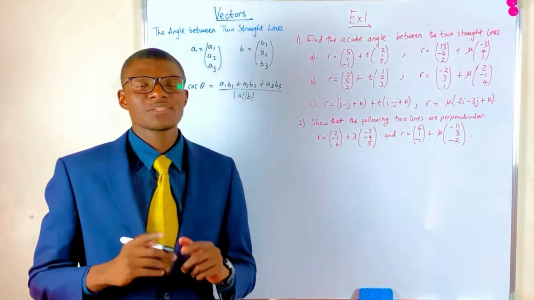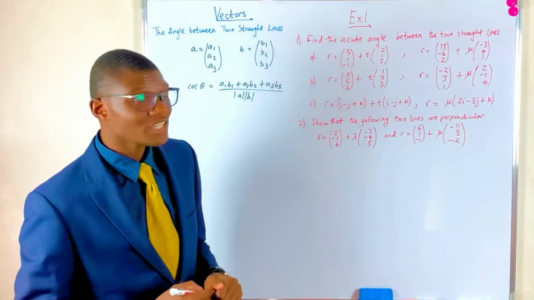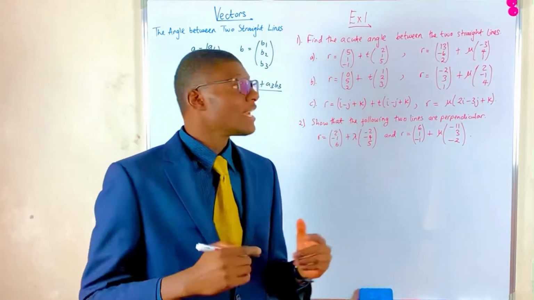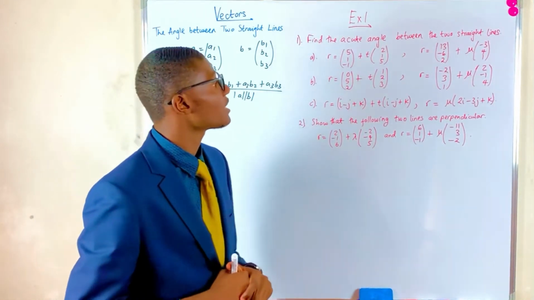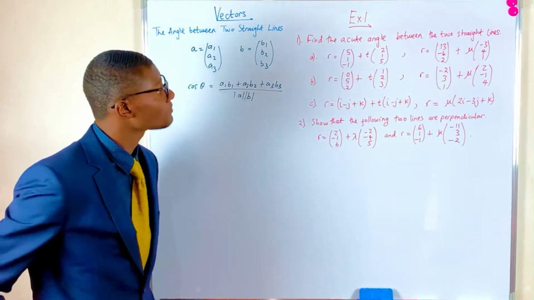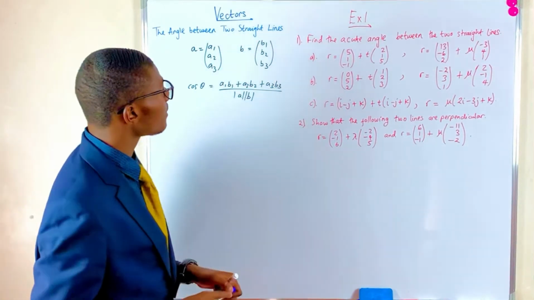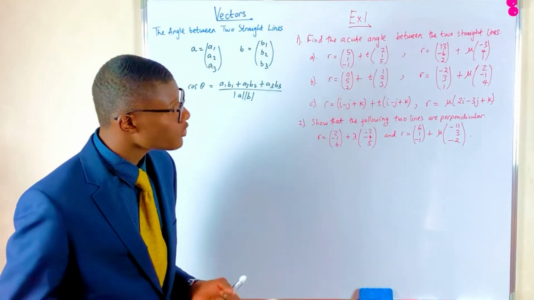But now the difference is that when we need to calculate the angle between two straight lines, we calculate the angle between their direction vectors. So this is now for straight lines. Now if we have to attempt these questions, the first part, number one, says find the acute angle between the two straight lines.